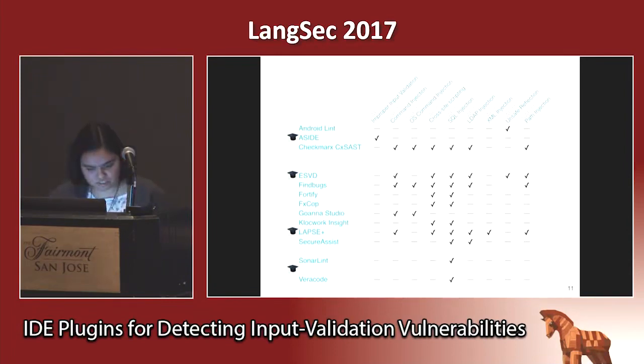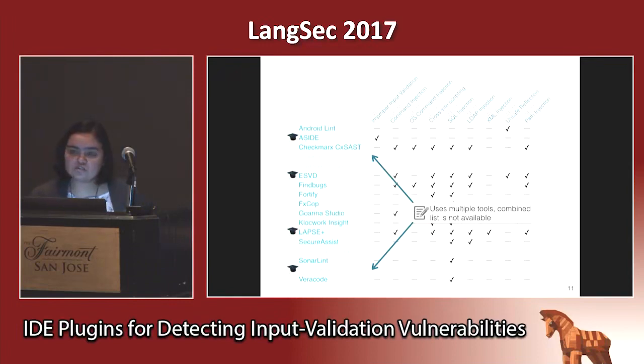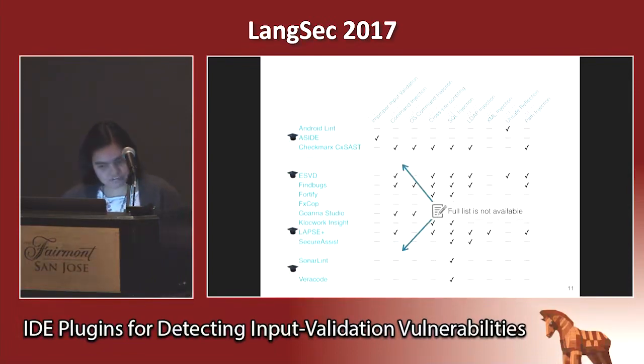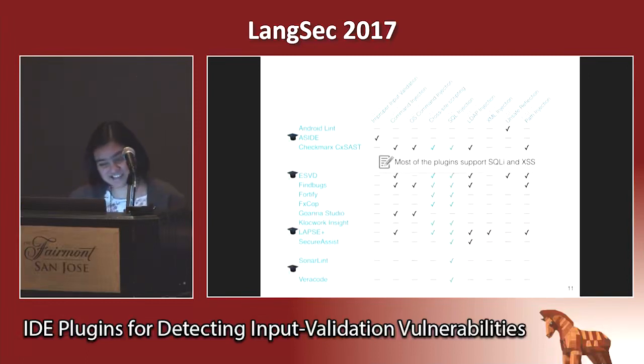For these two, they actually use multiple analysis tools and then provide a combined result, but a combined vulnerability check list is not available, so we could not verify which checks they perform. And for these two, the full list of checks they perform is not publicly available. Among all these checks, SQL injection is the most common, and the next is cross-site scripting. Not as much as SQLi, but still quite good support.